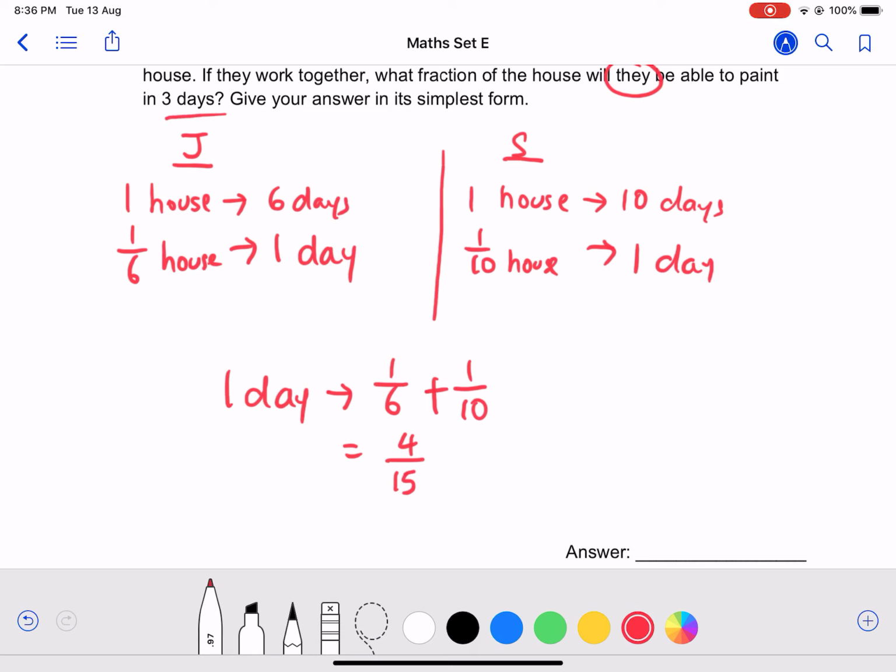Alright, so they are asking not just for 1 day, but they're asking for 3 days. So 3 days, it will be 4/15 times 3. Same thing with your calculator, 4/5 is the answer. Alright, so with that, I end this clip for question 1 to 5.